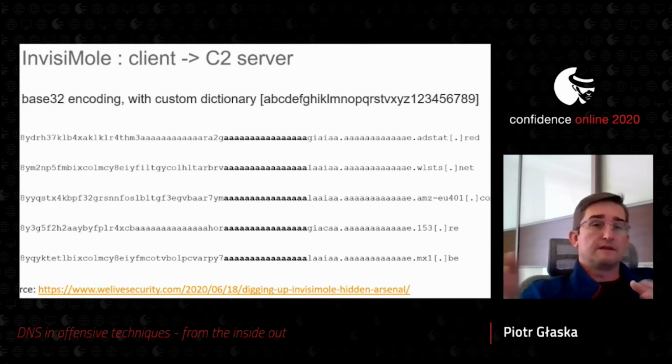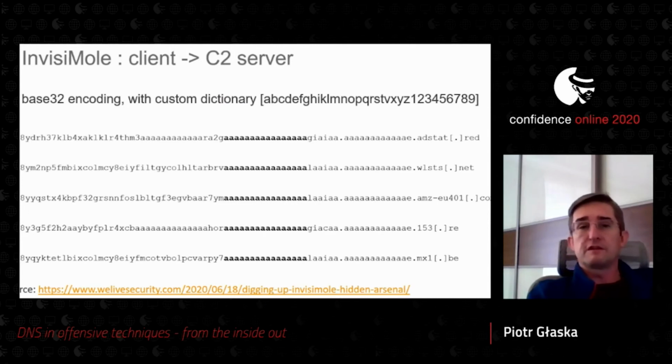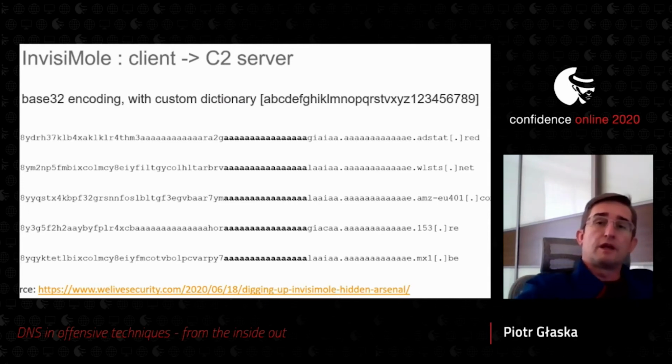And you can see the difference: most simple attackers are using hex encoding, maybe base 64, but in advanced attacks, APT groups usually use something like base 32 and with non-standard dictionary. So here we have one of the examples for Invisimo. This is the dictionary they used.